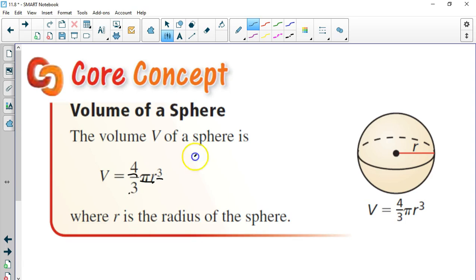Or another way you can write it is 4 pi r cubed divided by 3. That way when you're punching the calculator, you just do everything on top and then divide by 3 at the end.